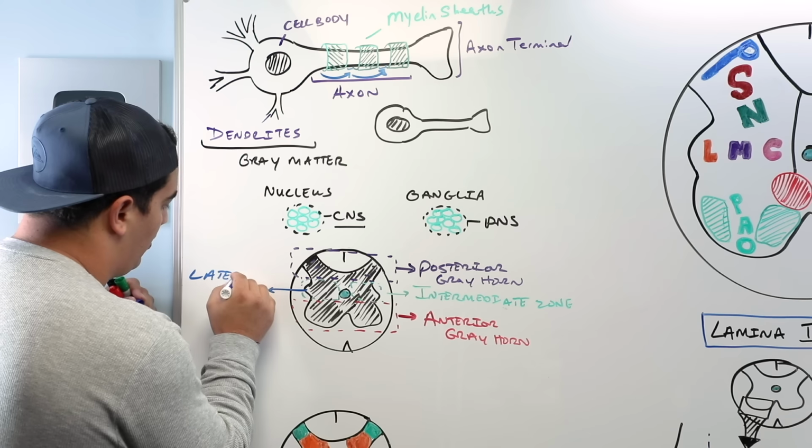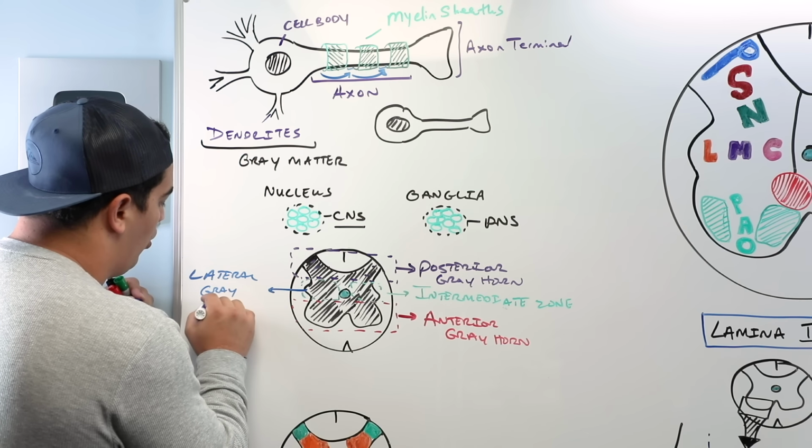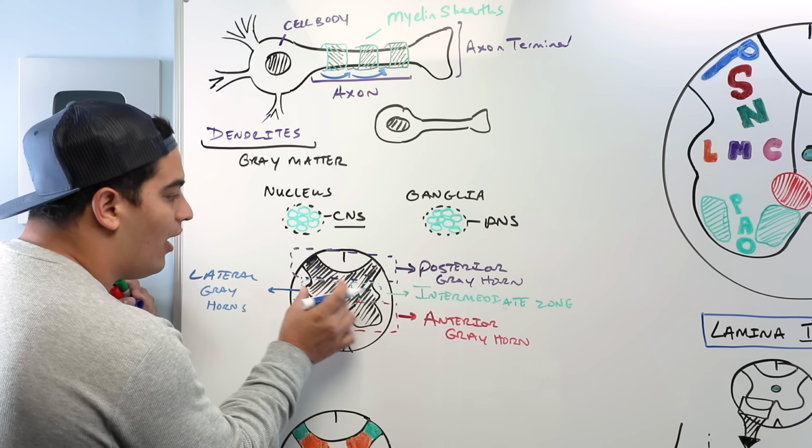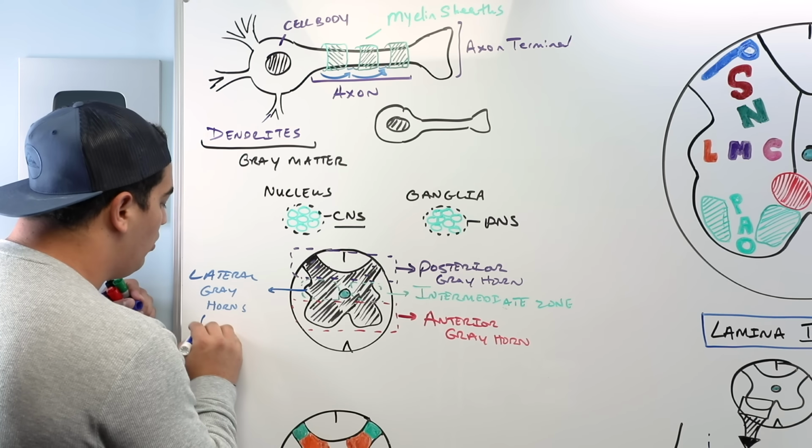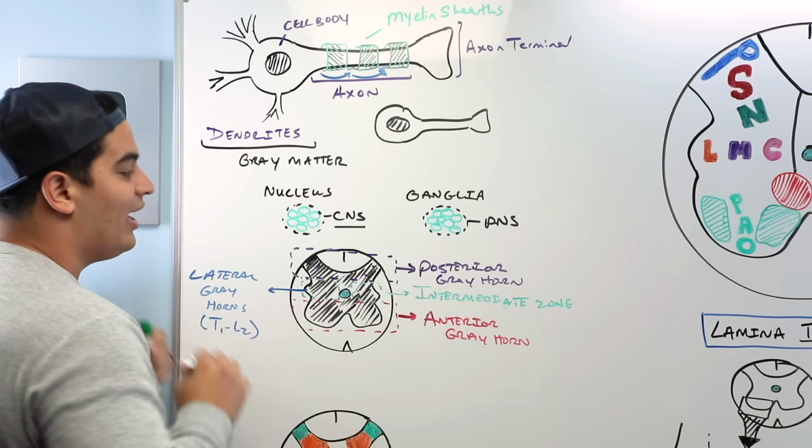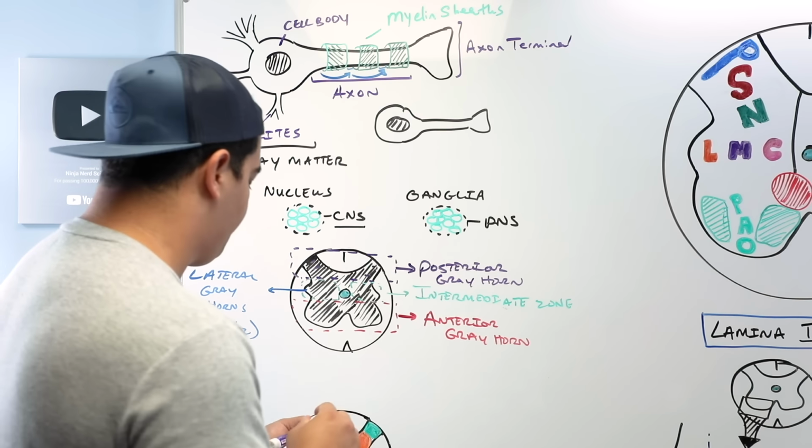Lateral gray horns. They're the parts that are coming off of this intermediate zone only at T1 to L2. And we'll talk about their functions a little bit later.